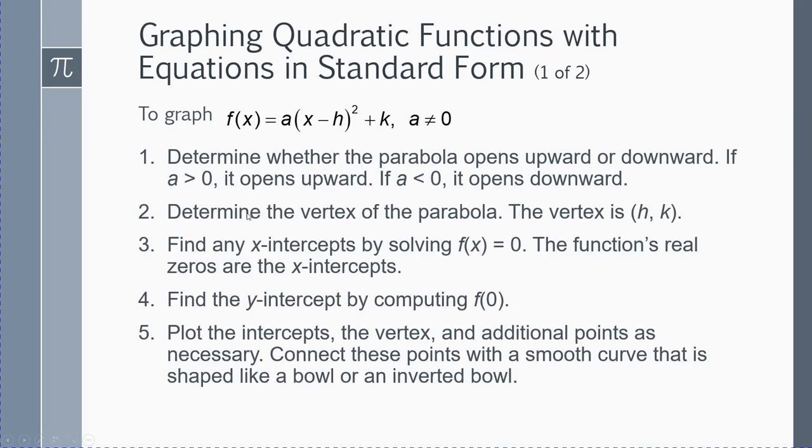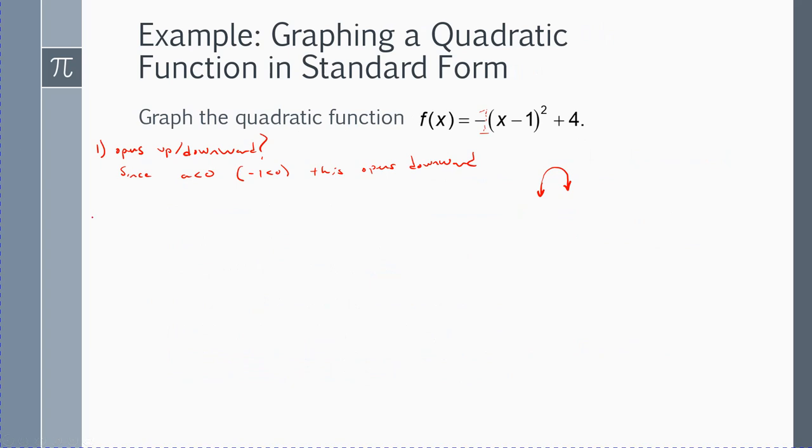All right, the second thing you're going to do is determine the vertex of the parabola. And the vertex is (h, k). So look here. This is my h, so it's minus h, so I got minus 1, so my h is 1, and this is my k. My k is 4. So the vertex occurs at the point (1, 4). Okay, so that's going to be my turning point of the graph.